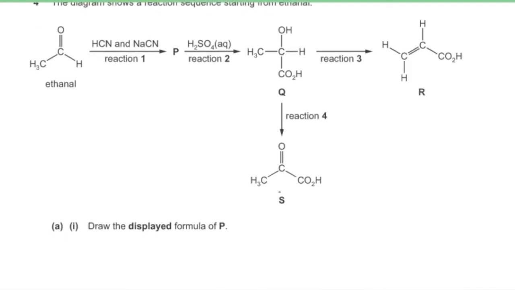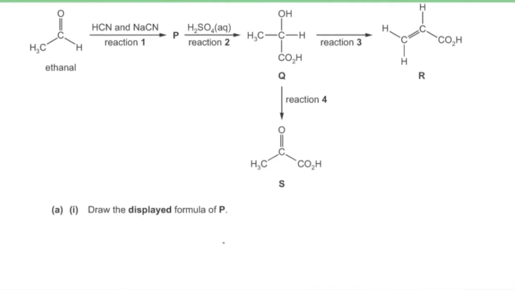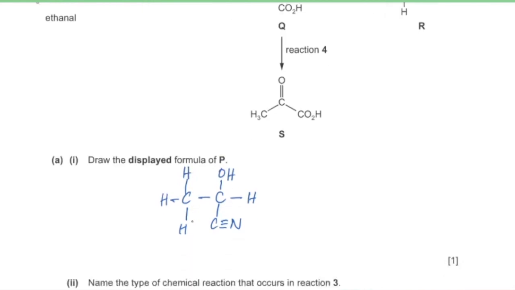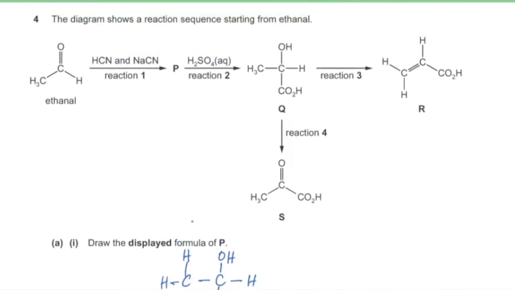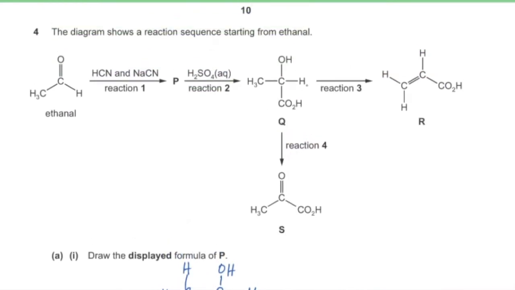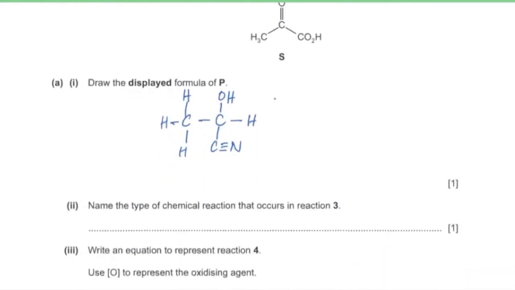So P we are talking about over here, draw the displayed formula of P. P will now have a hydroxyl group as well as a nitrile group. So CH3, see this aldehyde group will break into a secondary alcohol group, a hydrogen over here, and a nitrile attached to it over here. Part 2, name the type of chemical reaction that occurs in reaction 3. So reaction 3 was removal of a water molecule out of this structure Q. So this is dehydration.